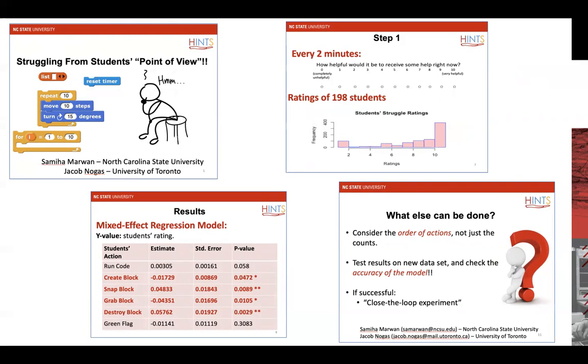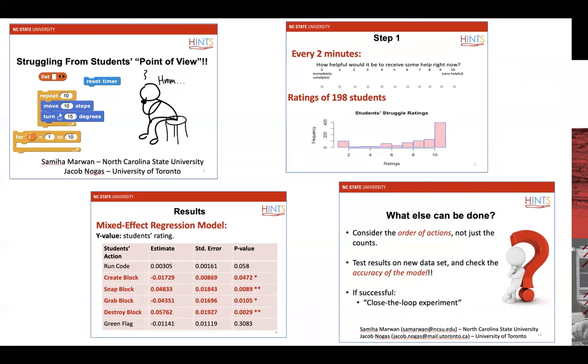Actually, why this is important is that in programming, students usually might feel like they're struggling, and also there's no one specific answer for them. Every student might have their own way of solving a specific problem, so maybe for each student we need to have a different answer. You can think about the large number of possible solutions in programming. And that's why we are interested in developing these systems that can provide automated help to students.